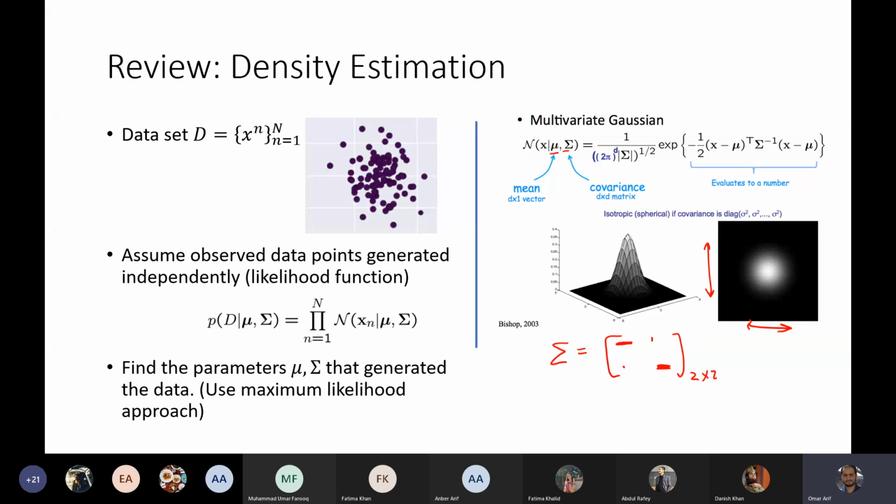So for example, in the case here, the variance in both dimensions is almost similar, so you are probably going to get 1, 1 on the diagonal and 0, 0 off the diagonal. Depending on the shape of your Gaussian, you are going to get non-zero values here.